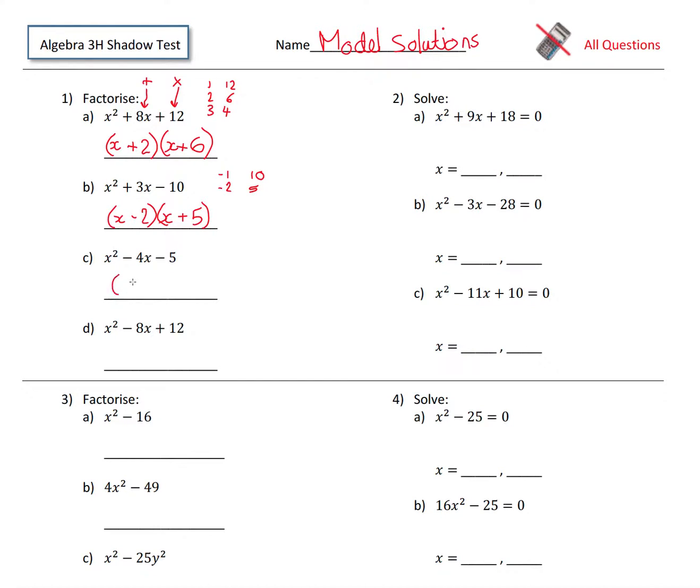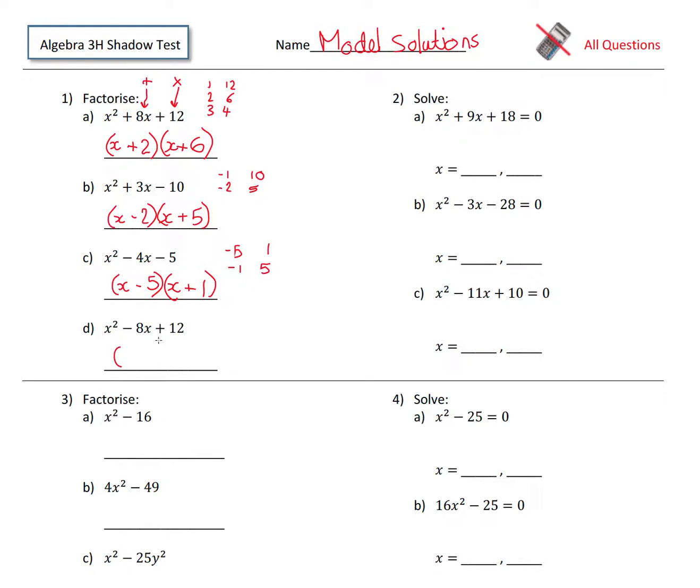Okay, on to the next one. Again, it's an x squared, so we'll start with an x and an x. Okay, two numbers that add together to make negative 4 and multiply together to give negative 5. So negative 5 has to be negative 5 and 1, or negative 1 and 5. Those are our options. Which pair would give us negative 4 when we add them together? It's got to be the first pair. So that's how it factorises.